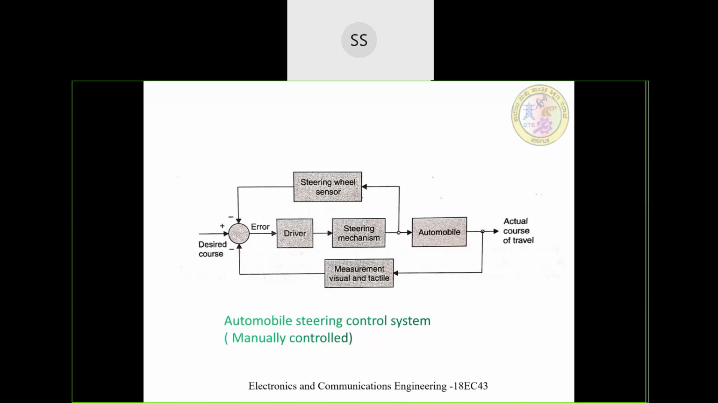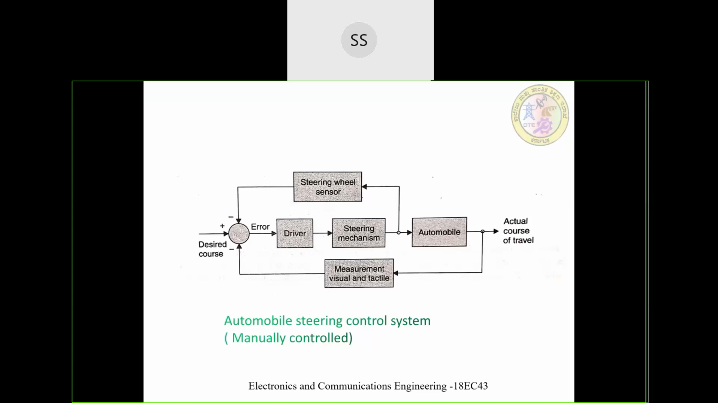As soon as the driver recognizes that the vehicle is not following the particular lane, or is not going on the particular path, he again uses measurement, visual and tactile. In the sense, he measures the difference between the actual path and where the vehicle is going. After getting that information, he will change the steering mechanism. He may slightly rotate the steering wheel so that the vehicle will start going in the desired path again.